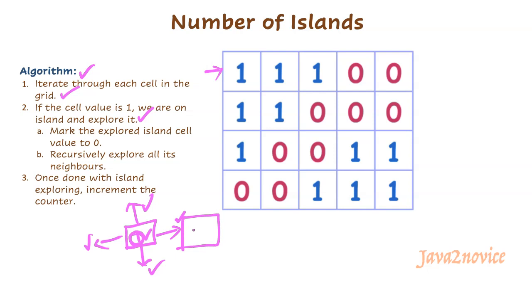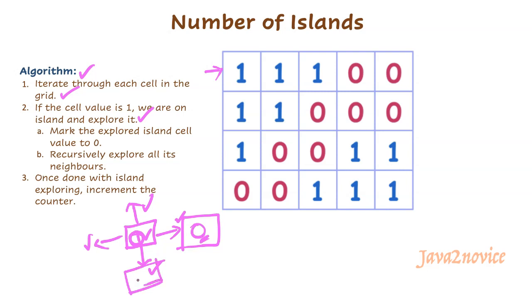Let's assume that this cell has value 0. So we will ignore it. We will explore any cell only if its value is 1. Exploring in the sense we will explore its neighbors only if it has a value 1. Since it has 0 value, we are done with processing this cell. We will go to the next cell, the next neighbor.